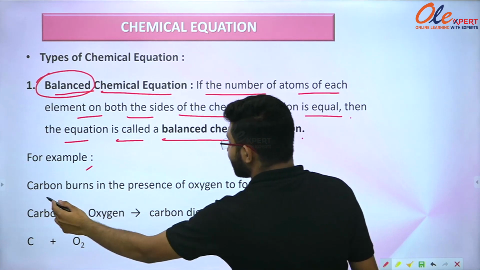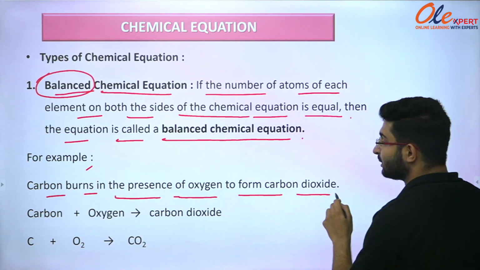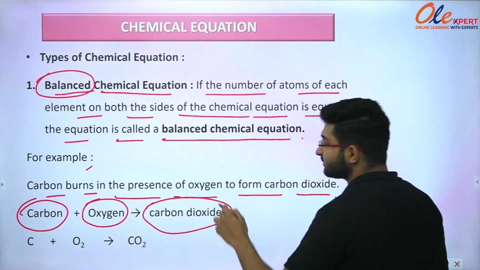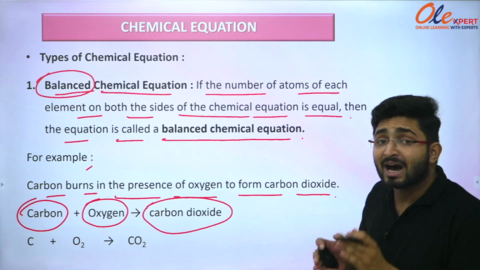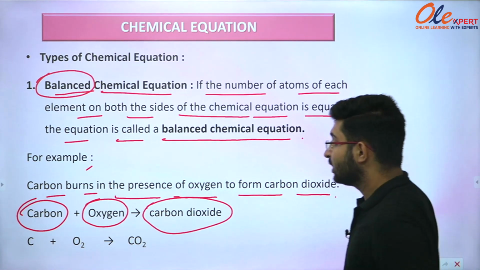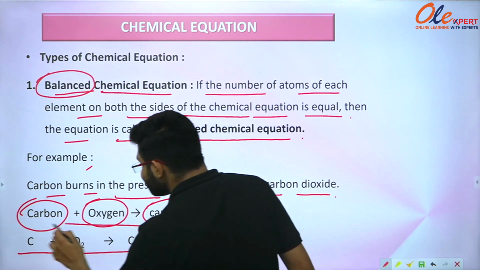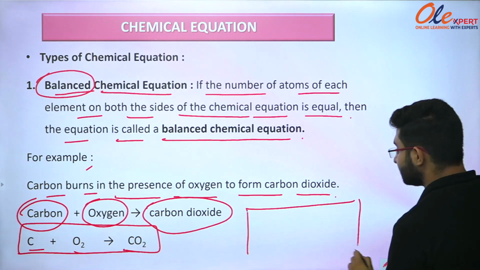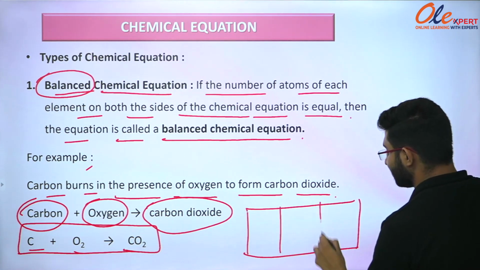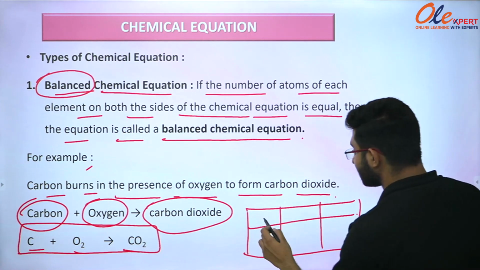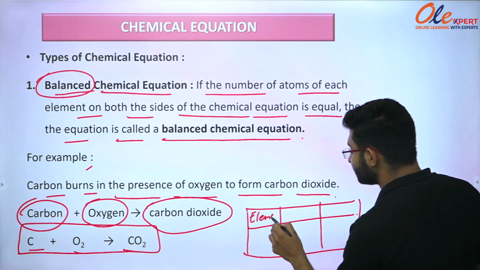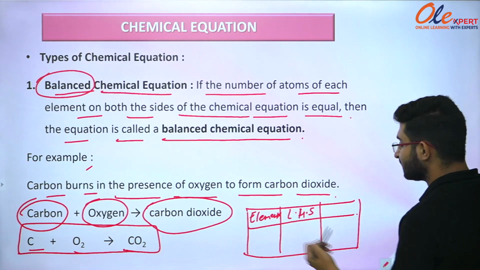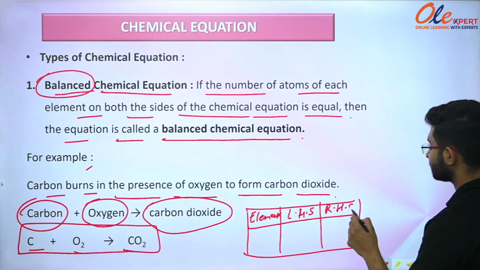For example, carbon burns in the presence of oxygen to form carbon dioxide. So you can write it as carbon plus oxygen gives carbon dioxide. This is an example of a balanced equation. But how can you say that it's a balanced equation? The formula representation becomes C plus O2 gives CO2. We can consider a table over here, writing the elements, and then on the LHS, what are the numbers, and on the RHS, what are the numbers of those elements?